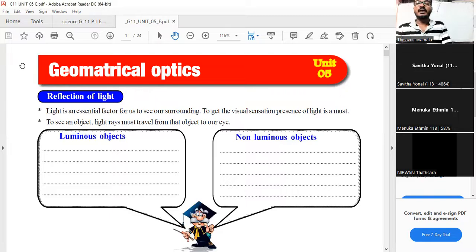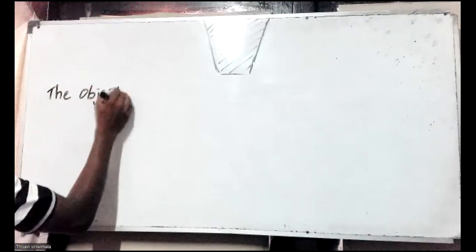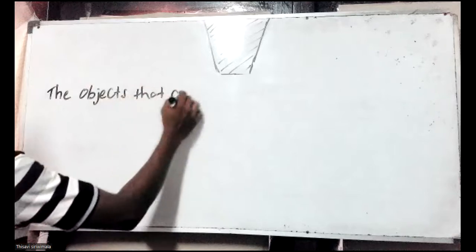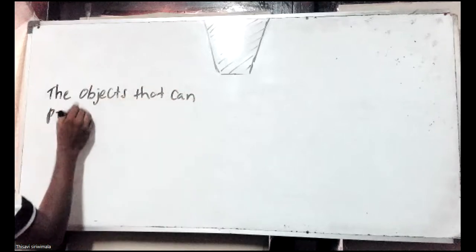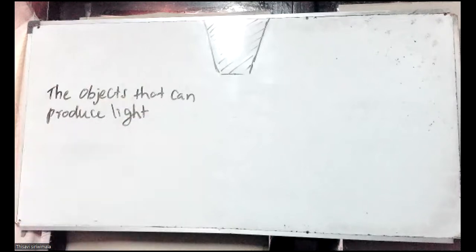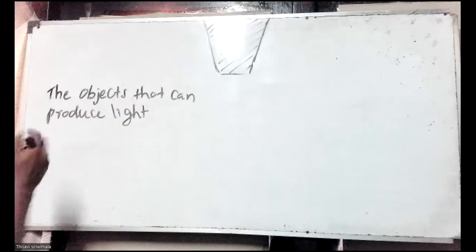Okay, luminous objects. So the meaning of luminous objects is the objects that can produce light. So under luminous objects, you can write: the objects that can produce light. So they are called luminous objects.